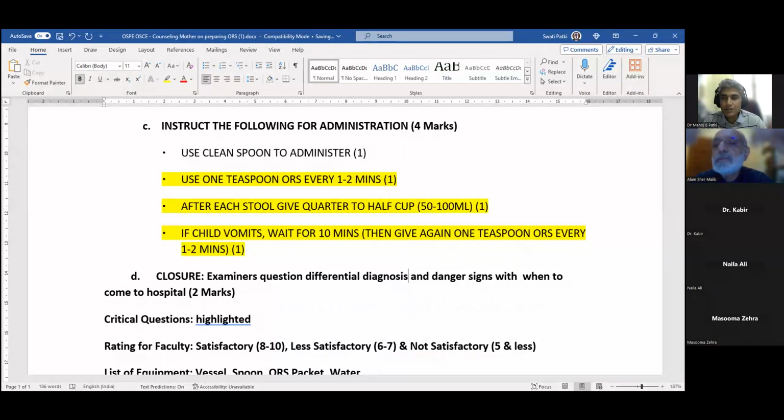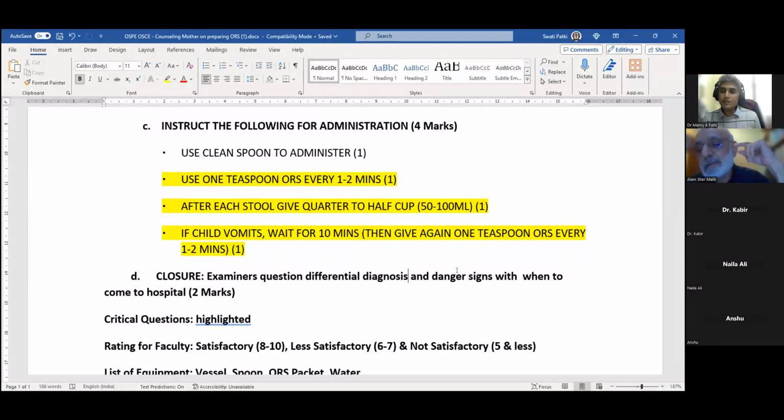Yes, yes. So that's why in this kind of question, or a linked station, our examiner has to play a very active role in directing the students.